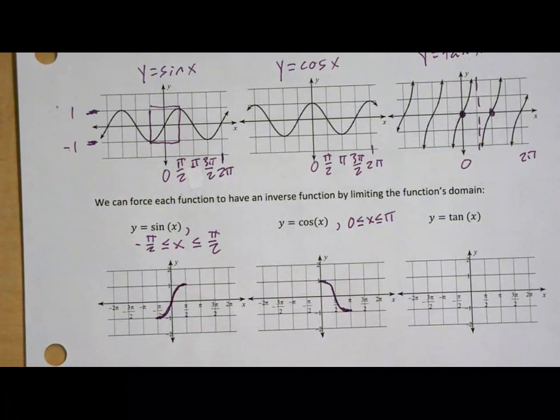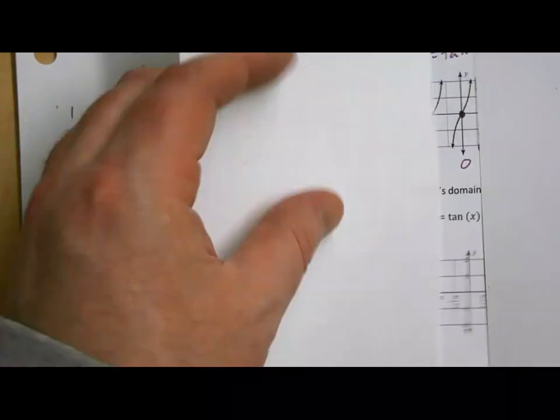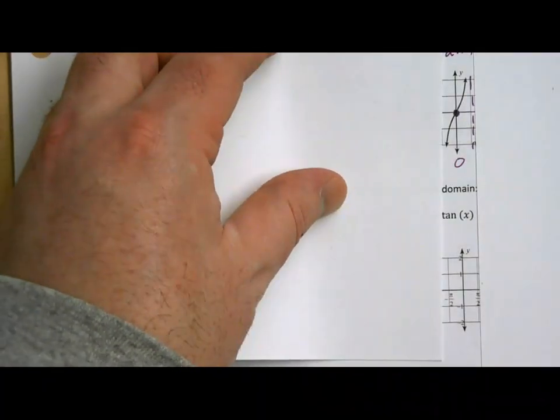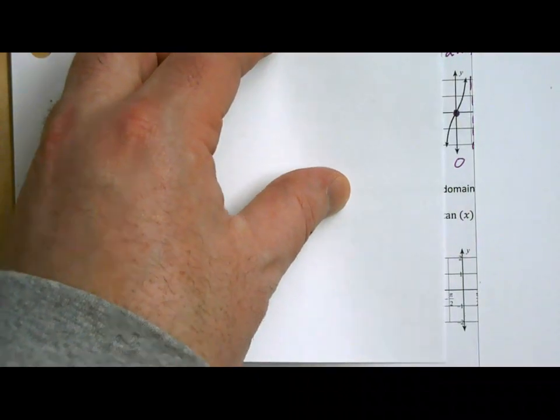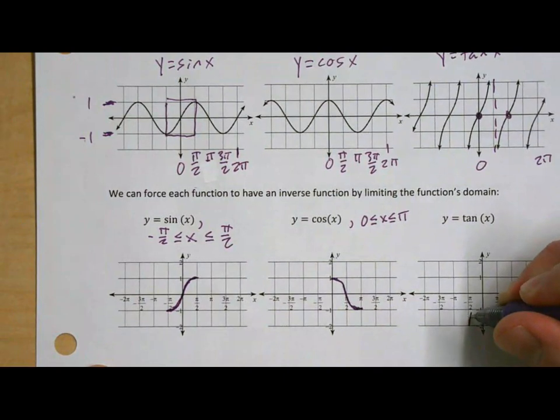How about tangent? Give me some angles. Negative pi over 2 to pi over 2, like between those two asymptotes there. Yep, I like that, and that's exactly what they chose too.